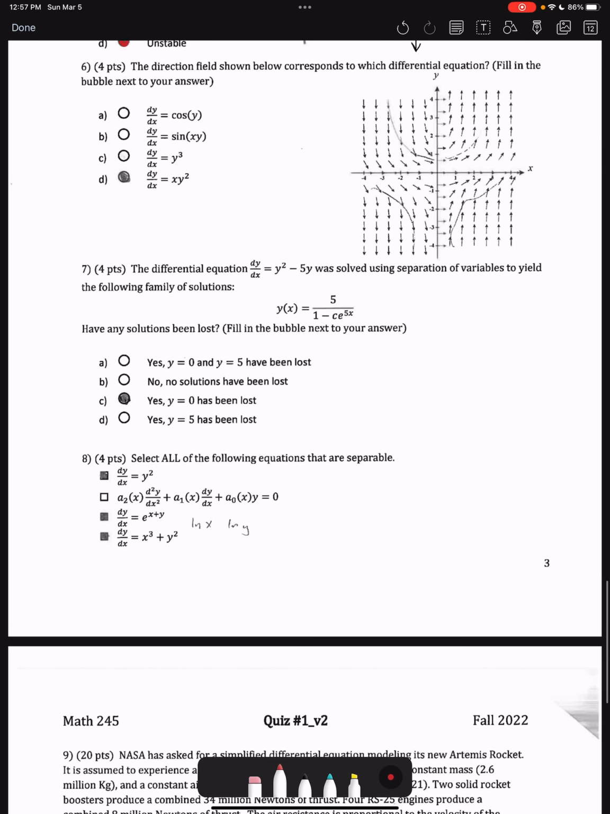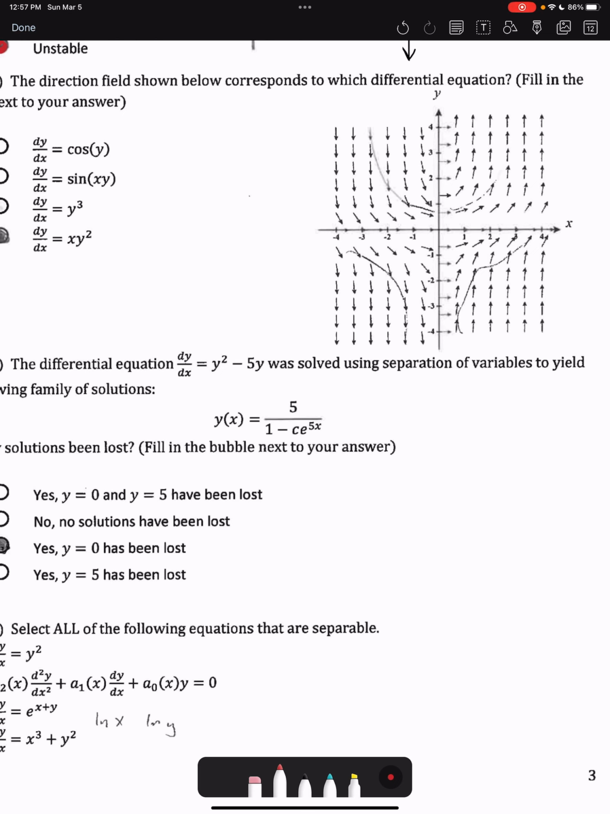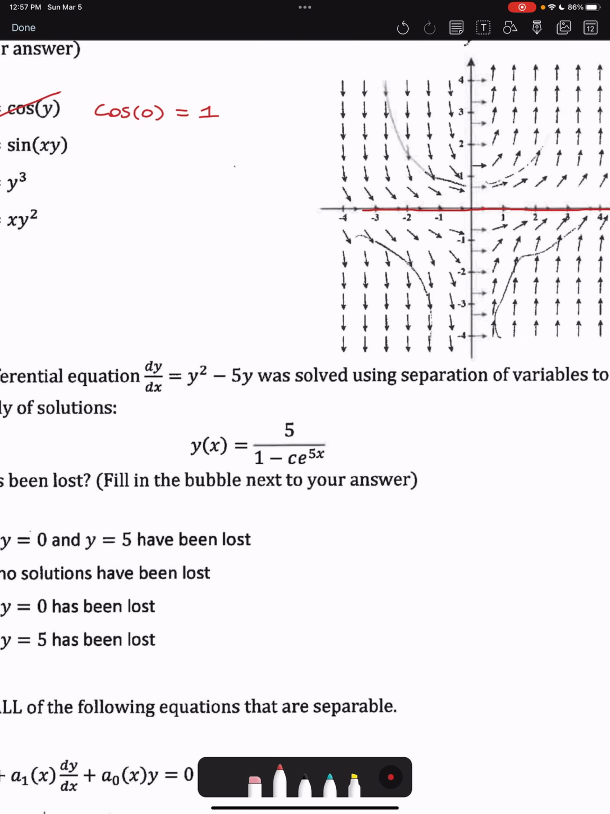Now, the direction field shown below corresponds to which differential equation? Well, let's think about it for a second. We're looking at this, and we're thinking that when we are at 0, the slope is 0. So if we get the cosine, it's definitely not this one, because the cosine of 0 is 1, and here we have a slope of 0.